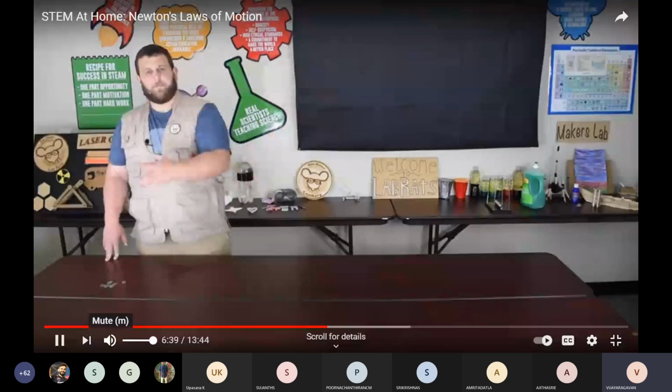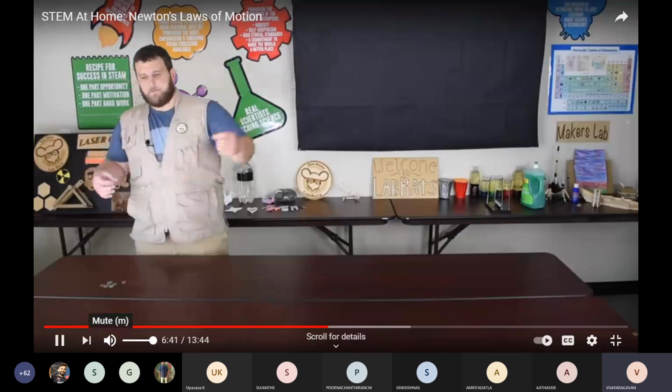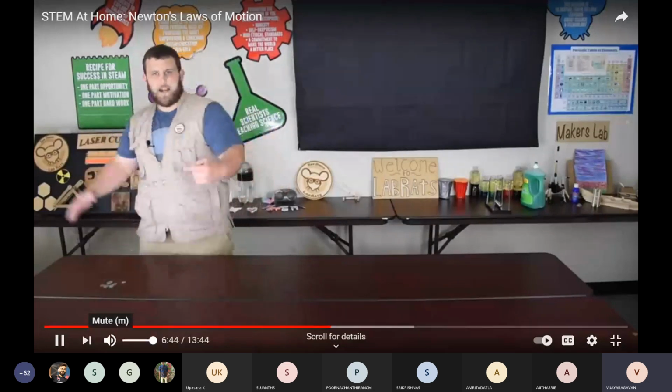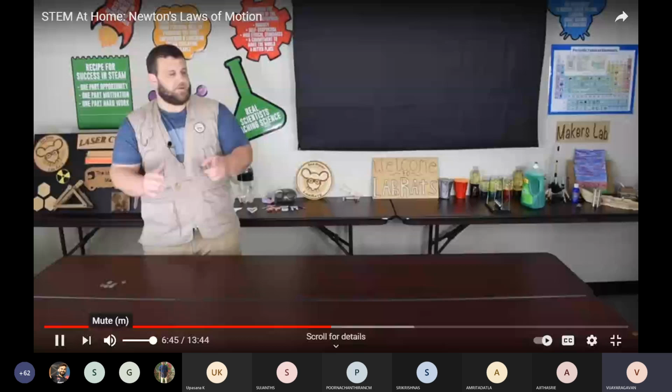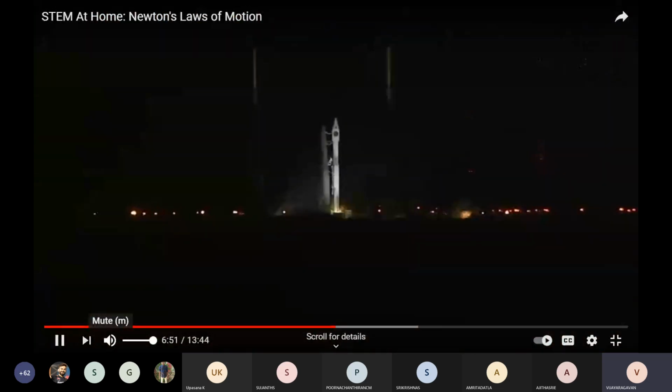Same thing with a rocket. Rockets can get into space because we have an explosion that pushes out a ton of gas. And all that gas pushing out pushes a force on the rocket, which allows it to propel out into outer space.